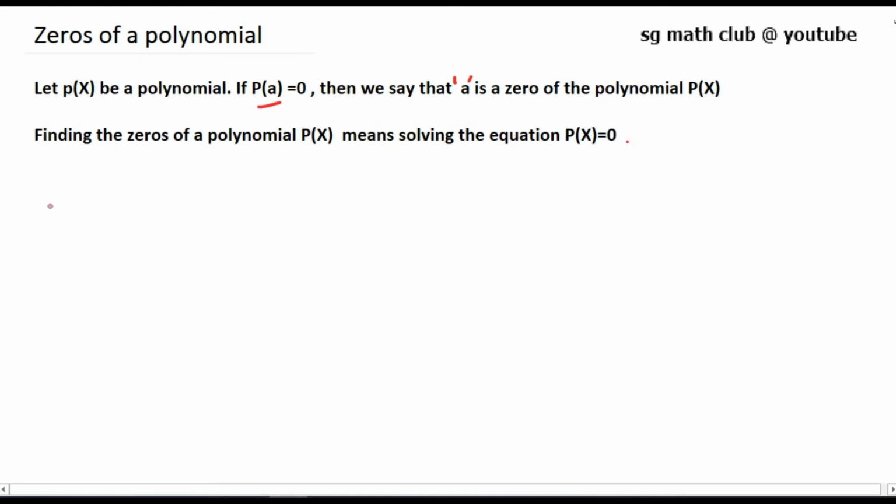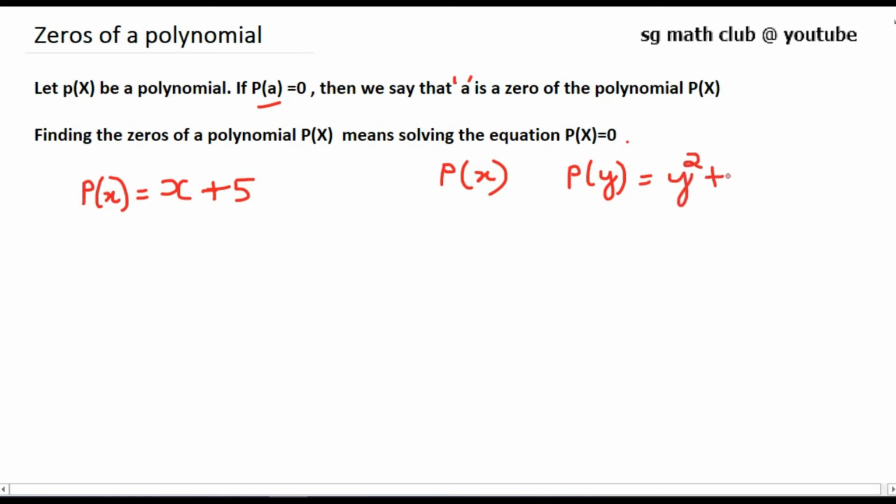So what does this mean? Let us take an example. We want to find out zero of the polynomial x plus 5. So x plus 5 is a polynomial. We know that it is a binomial. Now x plus 5 I can represent as p of x. P of x means this is a polynomial in the variable x. If I write p of y, this is a polynomial in the variable y.